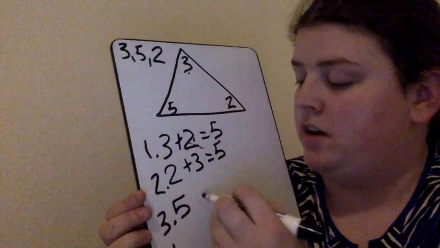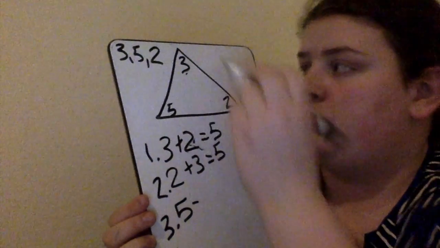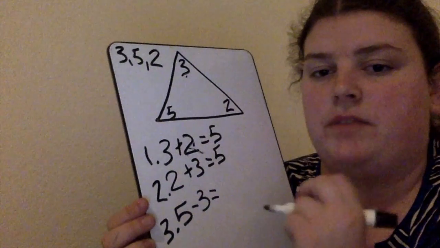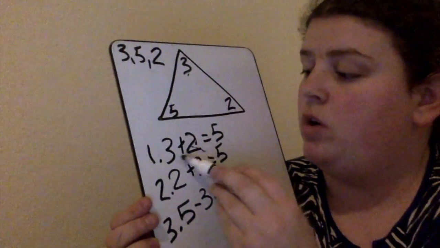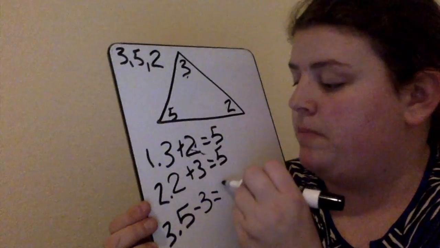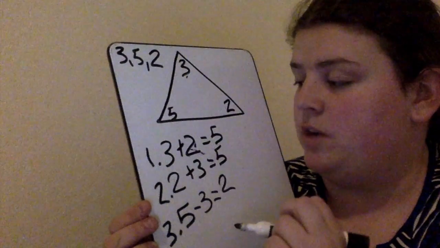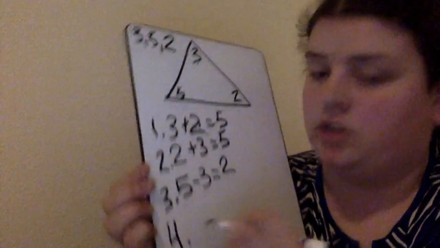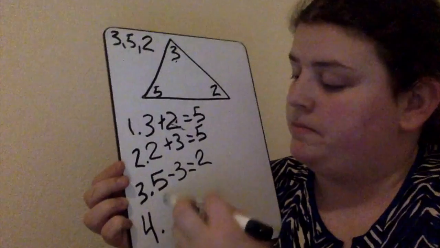So we'll put the 5 here, minus, choose 3 because that's in another point. So 5 minus 3. What plus 3 equals 5? We can look right up here and we know that 2 plus 3 equals 5. So then we know that 5 minus 3 equals 2. So we do our fourth equation.